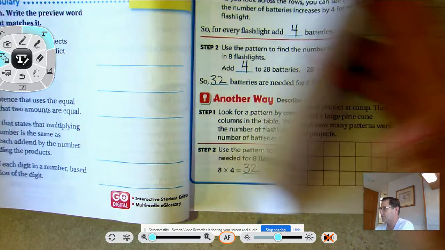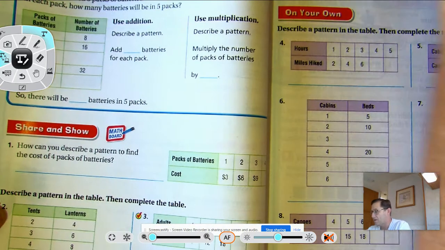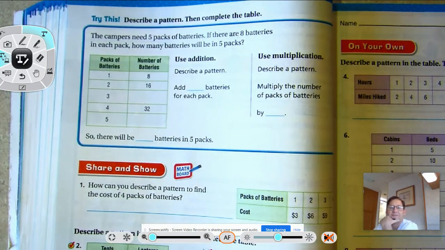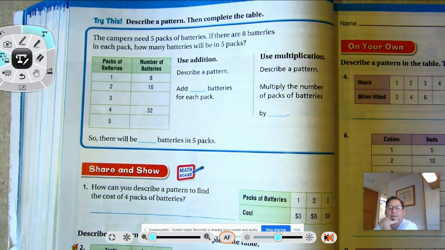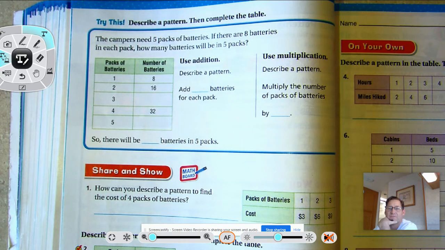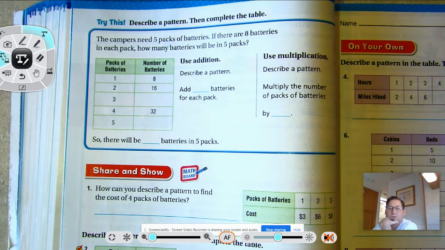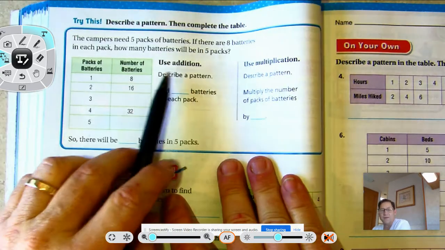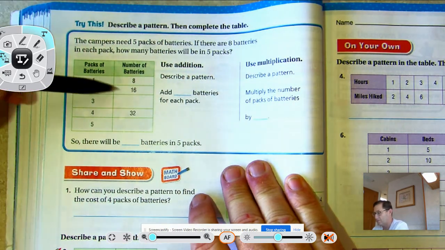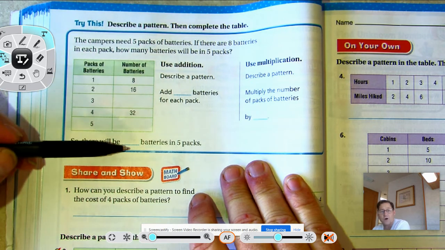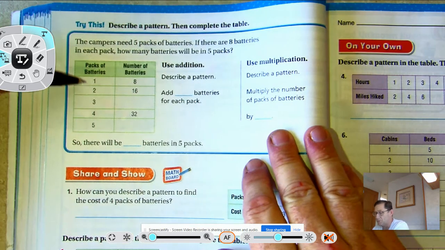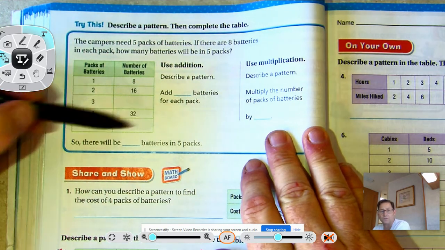All right, go to page 190. Okay, describe a pattern, then complete the table. The campers need 5 packs of batteries. If there are 8 batteries in each pack, how many batteries will be in 5 packs? So again, we see the 2 methods. We can use addition by going down columns, or we can use multiplication going across the rows.